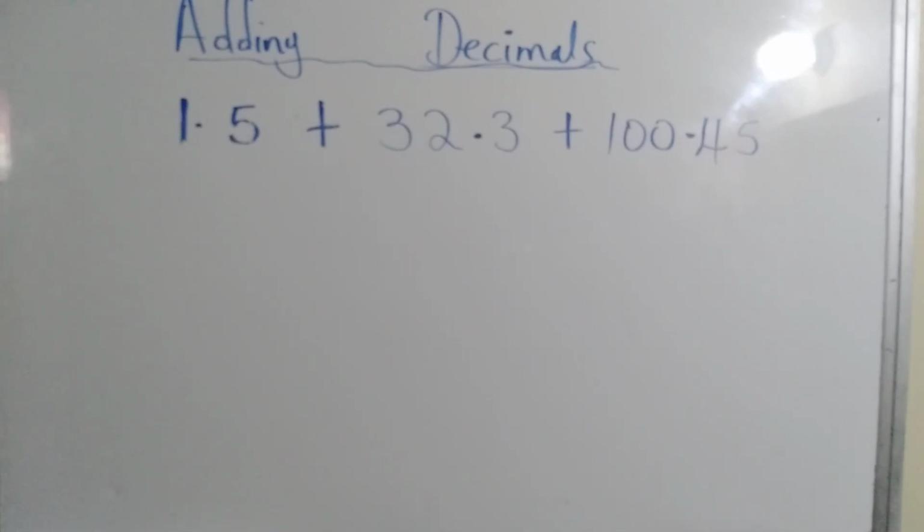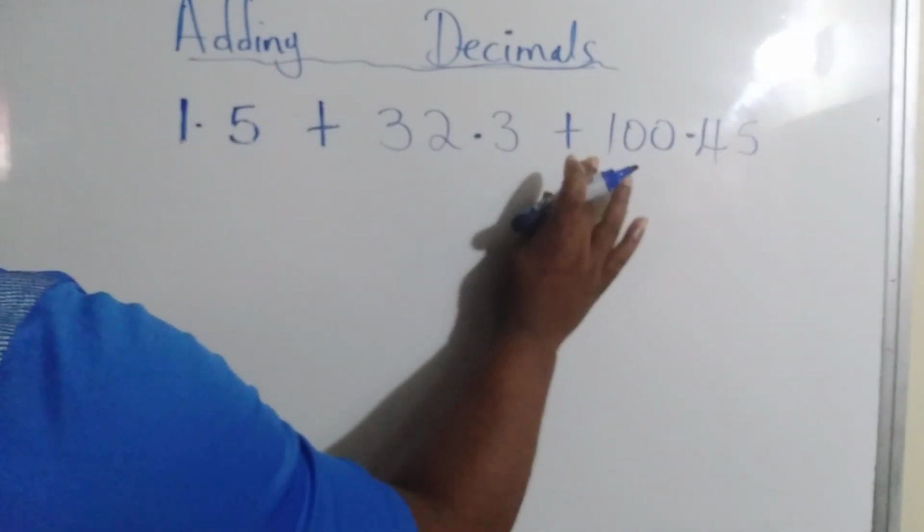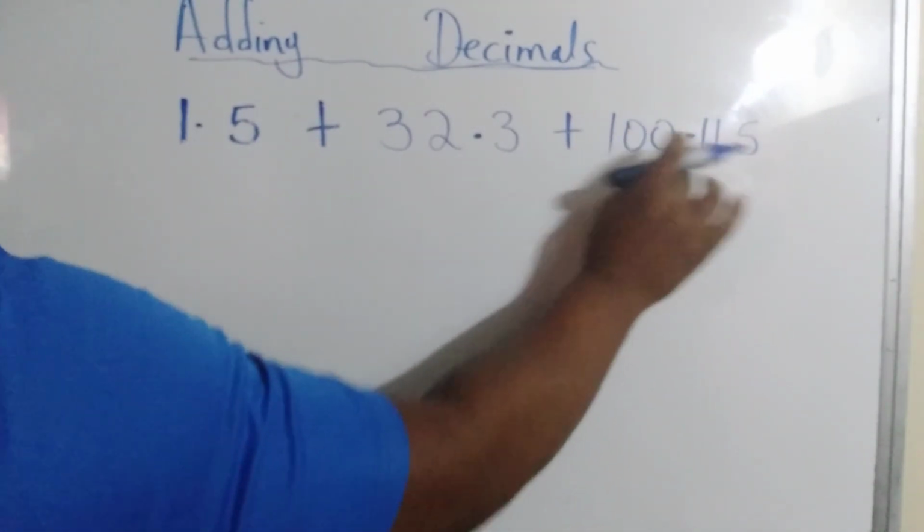Alright, so we're adding decimals. Now, this might seem so simple, but a lot of students mess up this all the time. Alright, so we have 1.5 plus 32.3 plus 100.45. Now, the first rule when you're adding is that the decimal point must be under the decimal point. So we usually start with the bigger numbers.